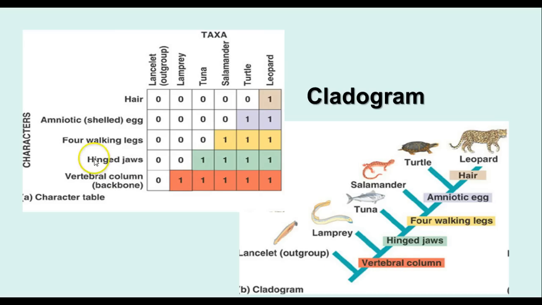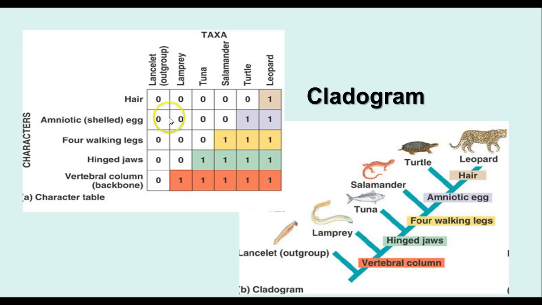Right. The next thing we have is hinged jaws. Lampreys do not have a jaw; they have just an open mouth. But all the other animals have a hinged jaw, and so here the derived character is the hinged jaw. Next, we have walking legs. Now, fish have limbs, but they don't have walking legs. But all the other ones do, so here's the derived character of the 4 walking legs.